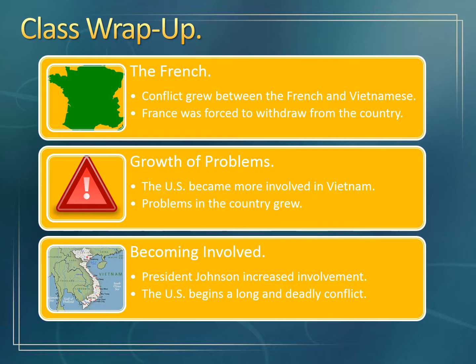After France withdrew from the country, the U.S. is going to become more involved in Vietnam, and problems in the country grew as the South Vietnamese government was corrupt and wasn't able to keep control of things. So there's going to be more problems in terms of that. After the assassination of President Kennedy, President Johnson is going to increase U.S. involvement in the area, and the U.S. will begin a very long and deadly conflict, and that's a map of Vietnam there.